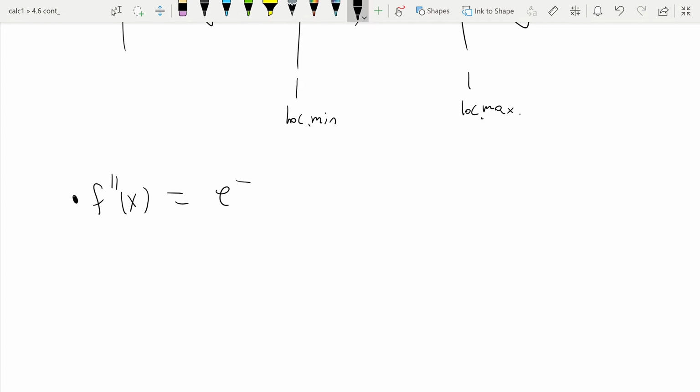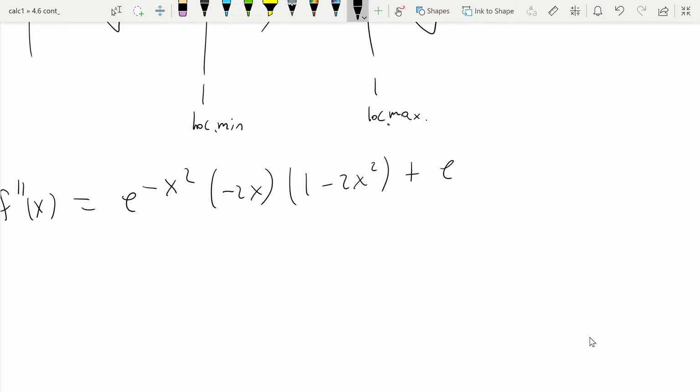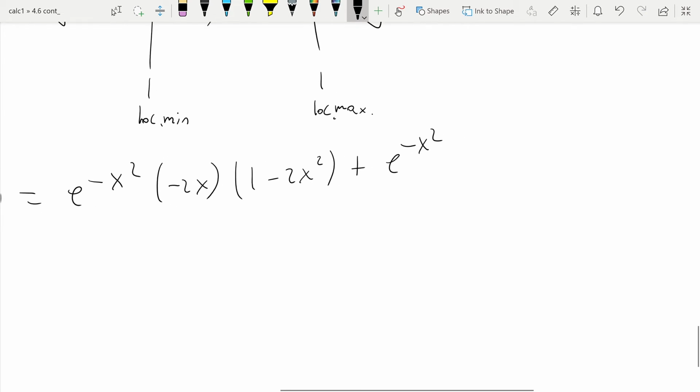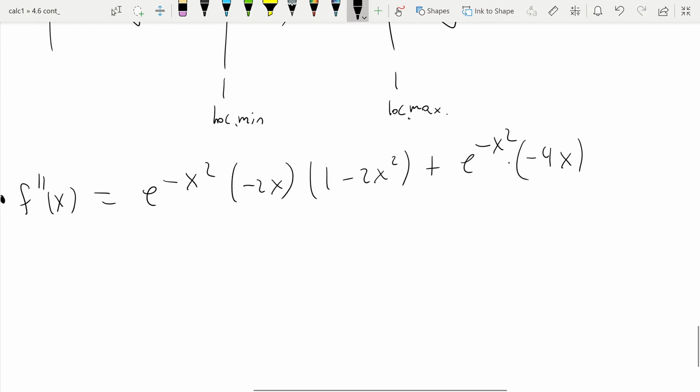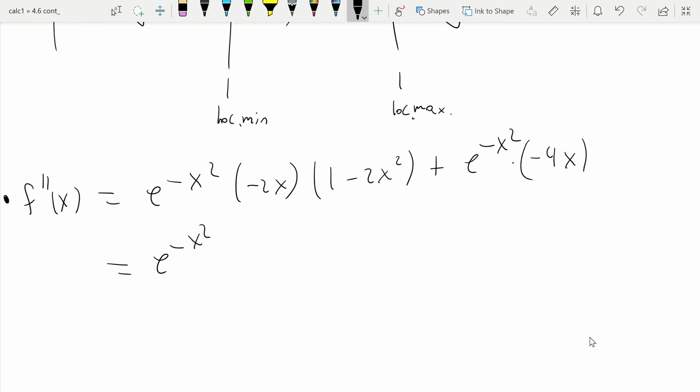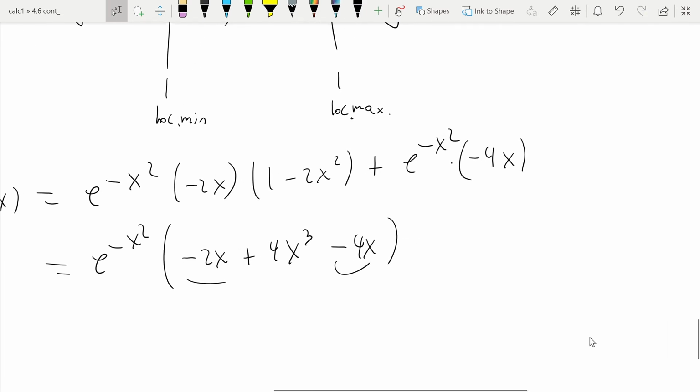So this is equal to, again we apply the product rule, e to the minus x squared times minus 2x, which is the derivative of e to the minus x squared, times 1 minus 2x squared. So we leave 1 minus 2x squared as it is. Then we proceed to leave e to the minus x squared unchanged and take the derivative of 1 minus 2x squared, which is equal to minus 4x. We have a common factor again of e to the minus x squared, and we get minus 2x plus 4x cubed minus 4x. These two things become minus 6x. So 4x cubed minus 6x.